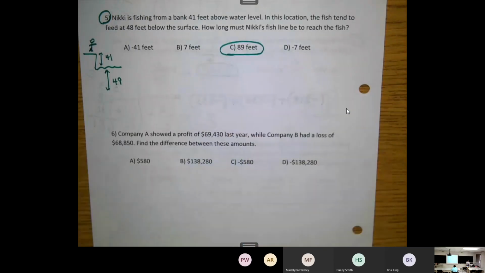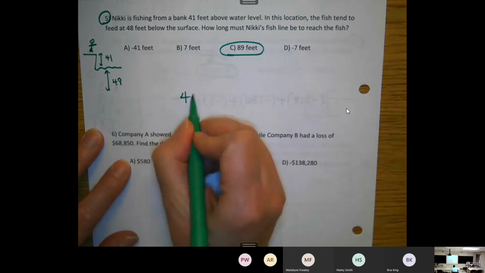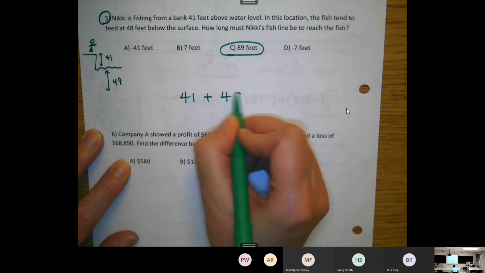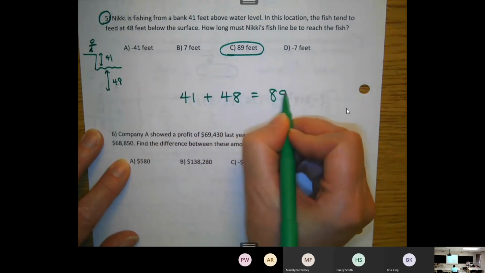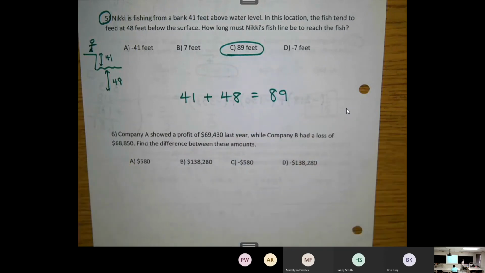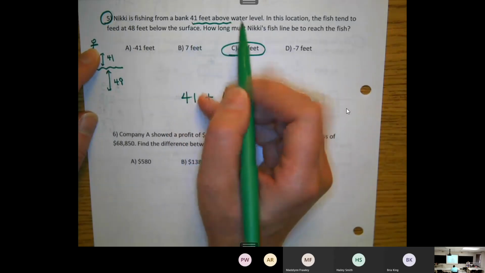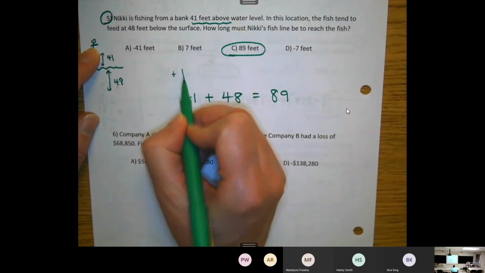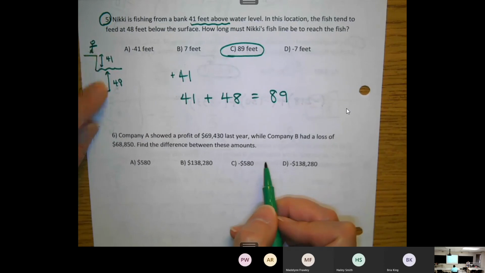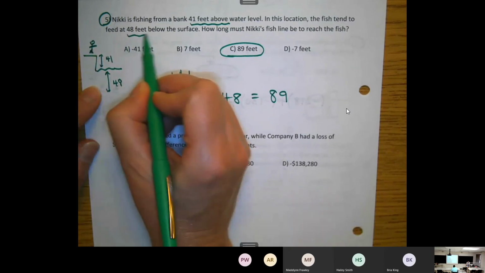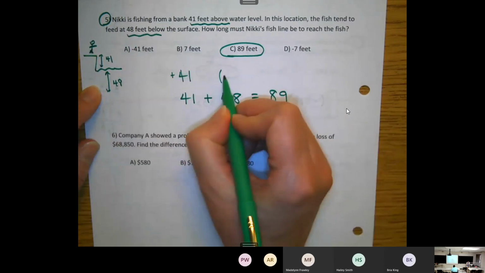Wait, how'd you get there? Yeah, 41 and 48 together. We are going to end up adding 41 and 48 together. From the reading of the problem, though, you might see there's some other stuff going on before we realize that it needs to be added. Like you might start with that 41 feet above water level, which would be a positive, and maybe think about the 48 feet below the surface as a negative.